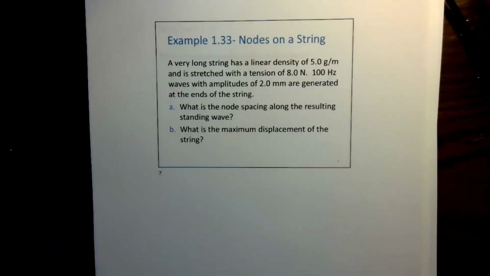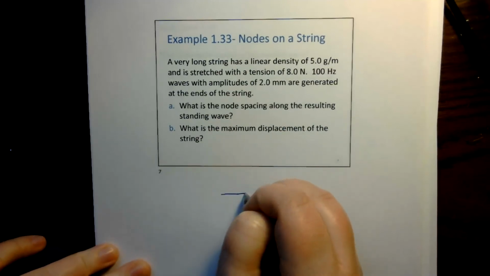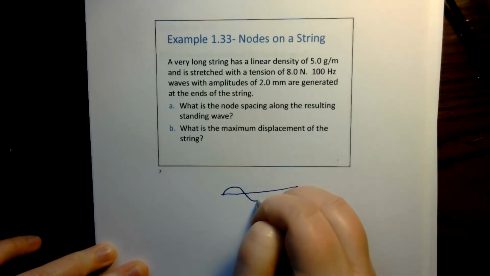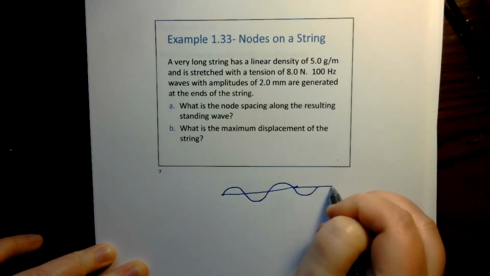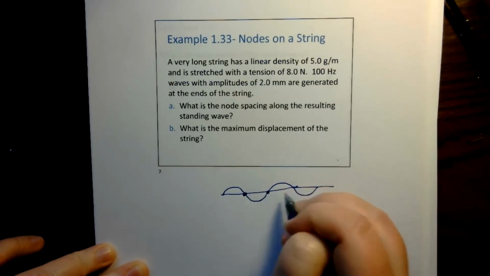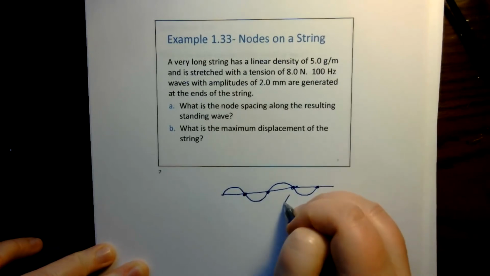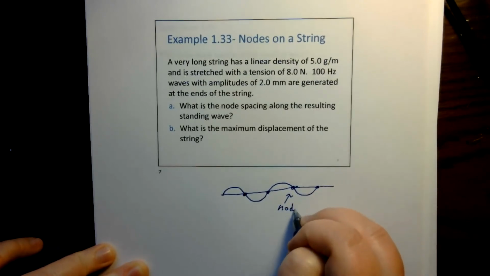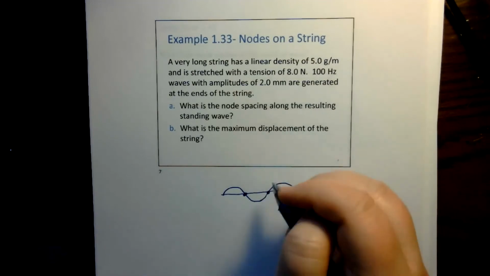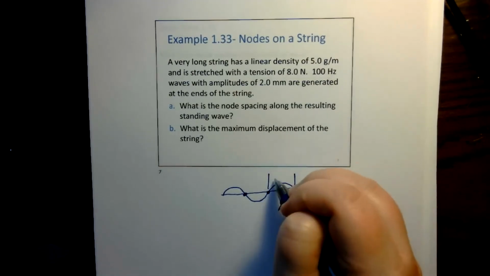All right. So example 1.33, nodes on a string. And the first question is, what is the node spacing along the resulting standing wave? So first off, what is a node? Okay, remember a node, if I have a wave doing something like this, our nodes are these points where we're at 0. Okay, so we want to know the spacing, say from here to there.